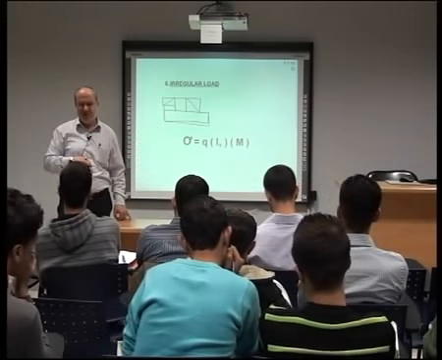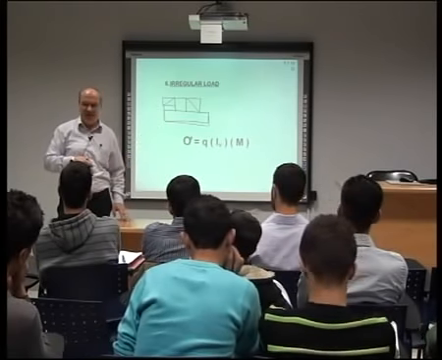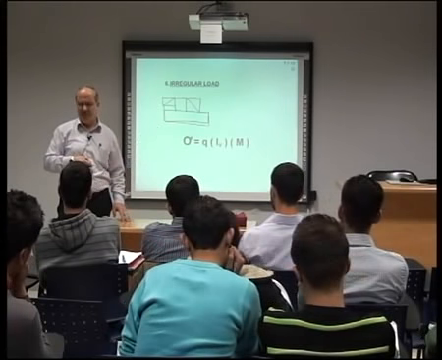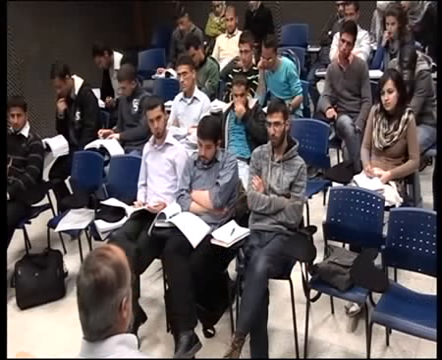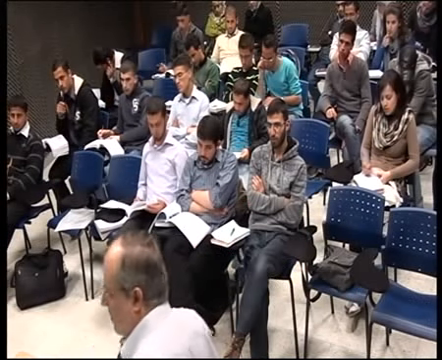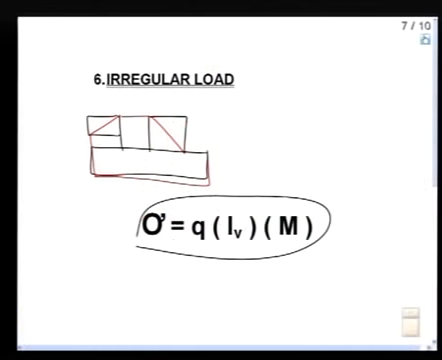I can do it. I can change any irregular shape to regular shapes, but it will take time. So I advise you to go to the irregular shape method immediately when you have an irregular shape. Okay? And use this formula: Sigma equals Q multiplied by IV multiplied by M. Okay? Easy.